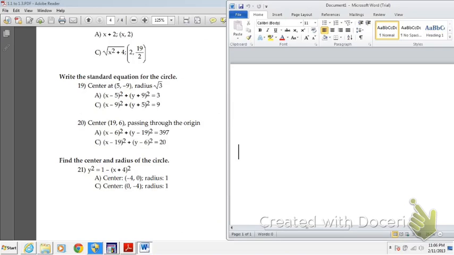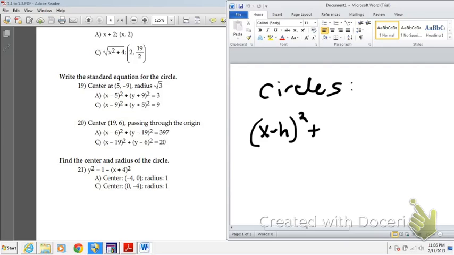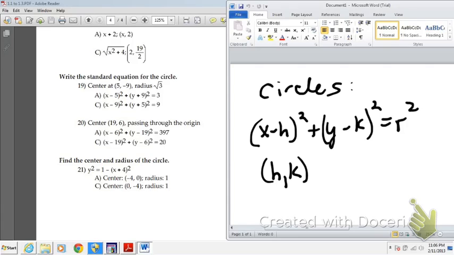In order for us to do these last few problems, we have to remind ourselves a little bit about standard form of a circle. So I'm just going to say circle reminders here. Recall that (x minus h) squared plus (y minus k) squared equals r squared is standard form of a circle. And what does that mean? That means that by inspection you can look at it and know that (h, k) is the center and that r is the radius of your circle.